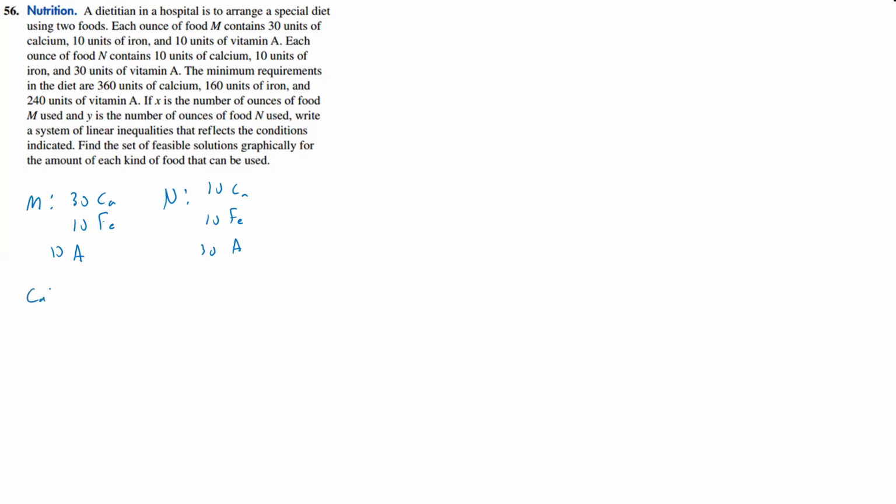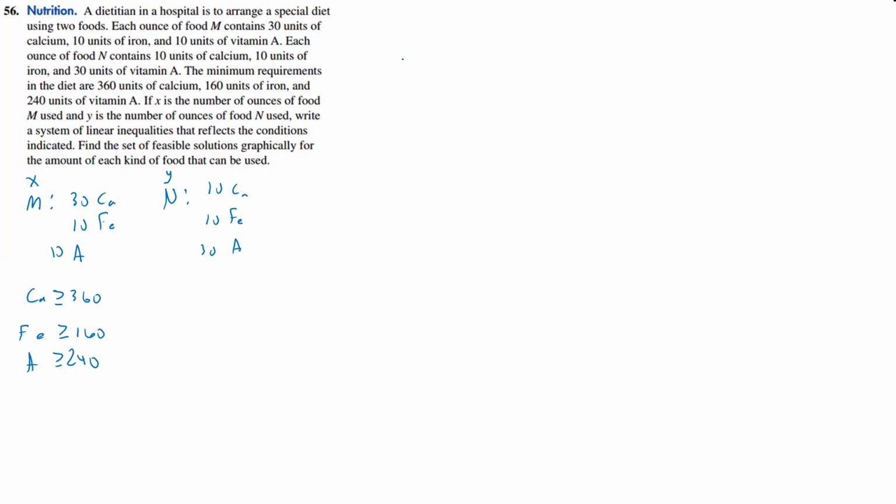The calcium minimum requirement has to be greater than or equal to 360. The iron has to be greater than or equal to 160. And the A has to be greater than or equal to 240. And we're saying that X is M, Y is N. You could use M and N, but we're going to use X and Y. And so we're going to take each of these and put them into inequalities.